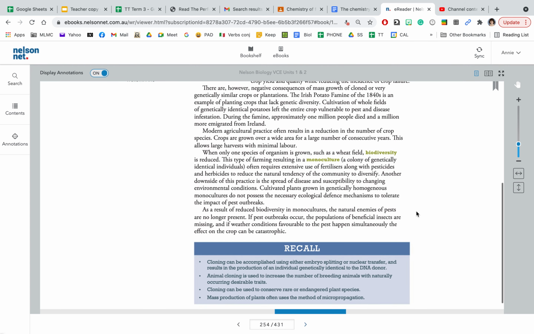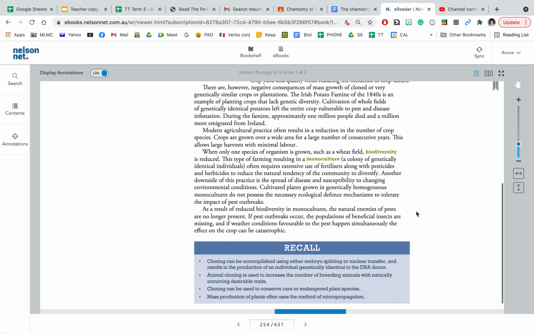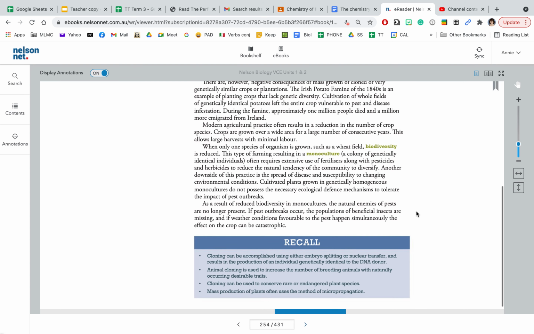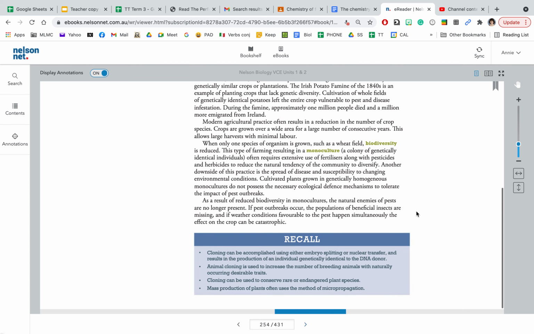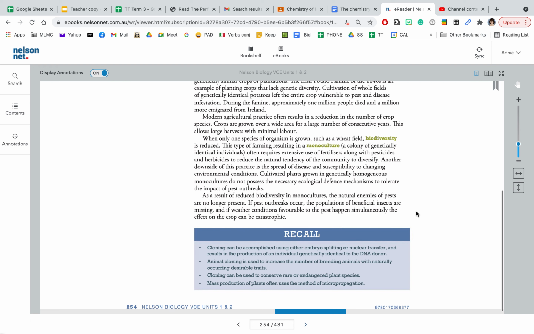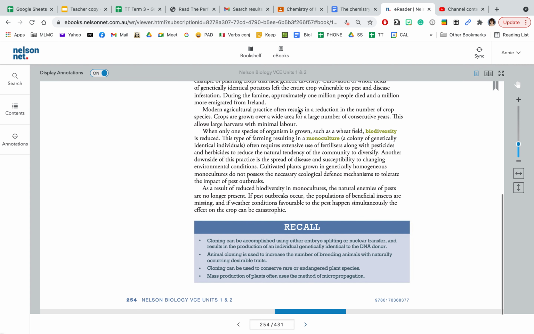There are, however, negative consequences of mass growth of cloned or very genetically similar plants or plantations. The Irish potato famine of the 1840s is an example of planting crops that lack genetic diversity. Cultivation of whole fields of genetically identical potatoes left the entire crop vulnerable to pest and disease infestation. During the famine, approximately 1 million people died and 1 million more emigrated from Ireland.